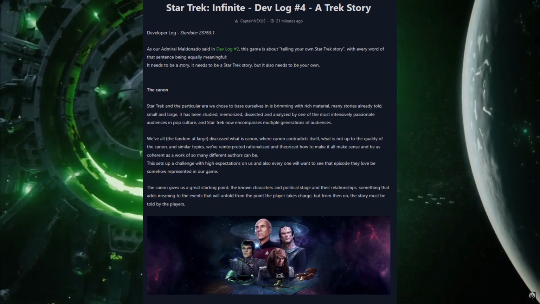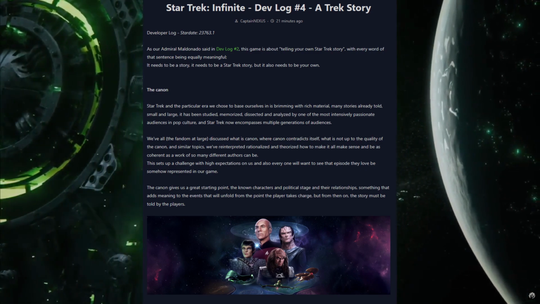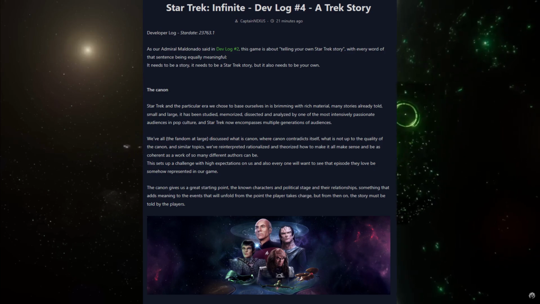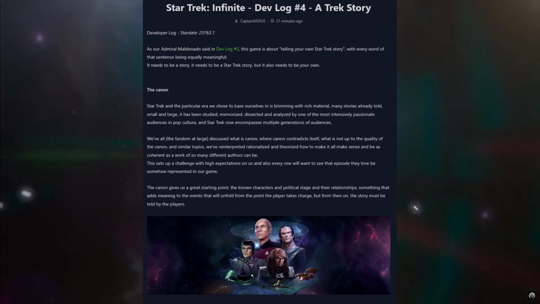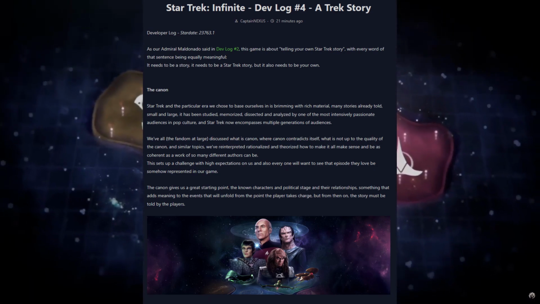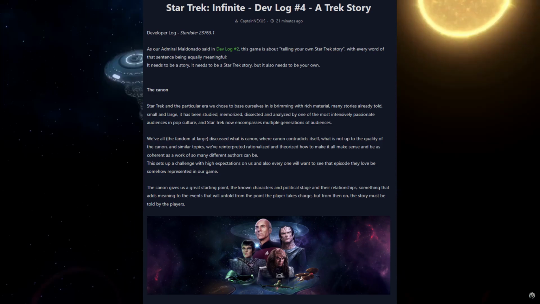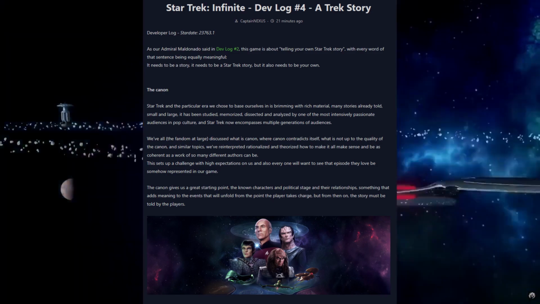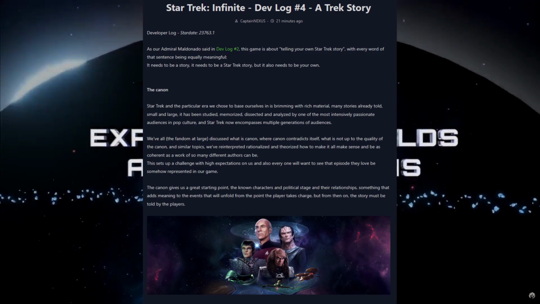This sets up a challenge with high expectations on us, and also everyone will want to see that episode they love be somehow represented in our game. The canon gives us a great starting point: the known characters and political stage and the relationships, something that adds meaning to the events that will unfold from the point the player takes charge. But from then on, the story must be told by the players.